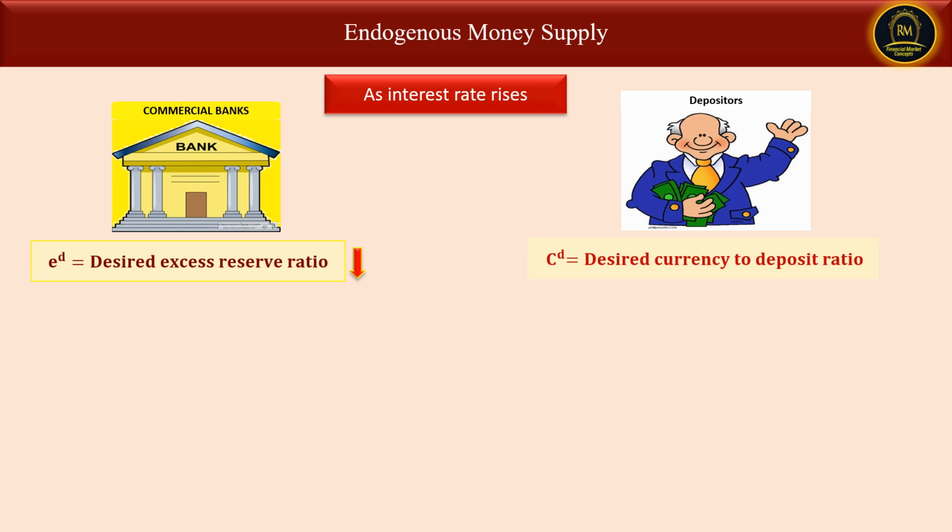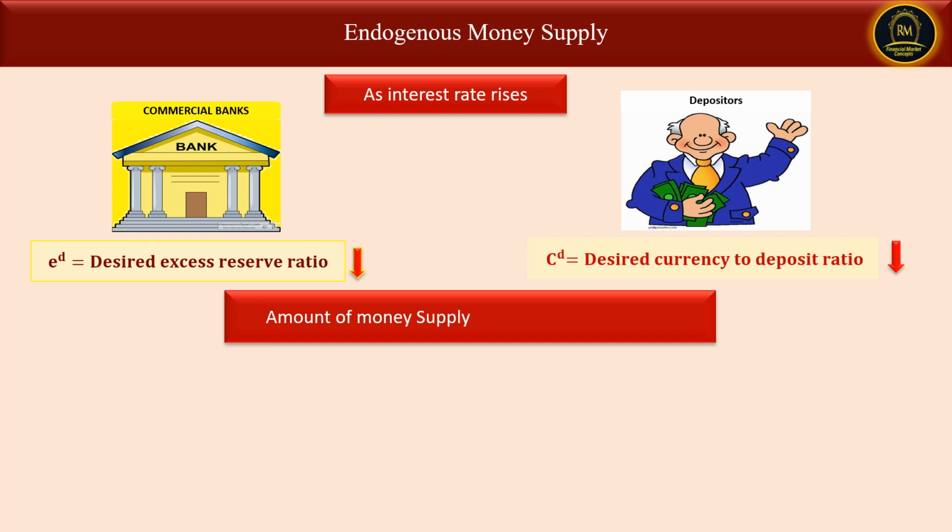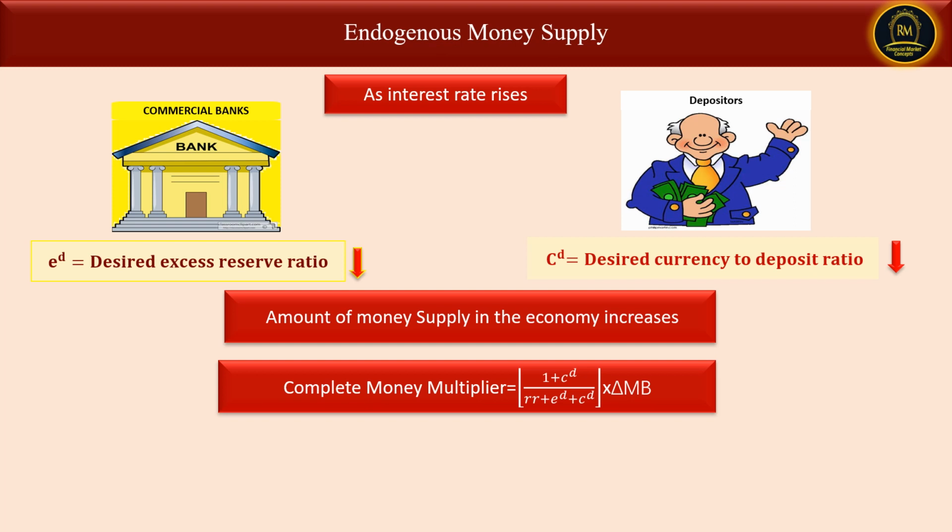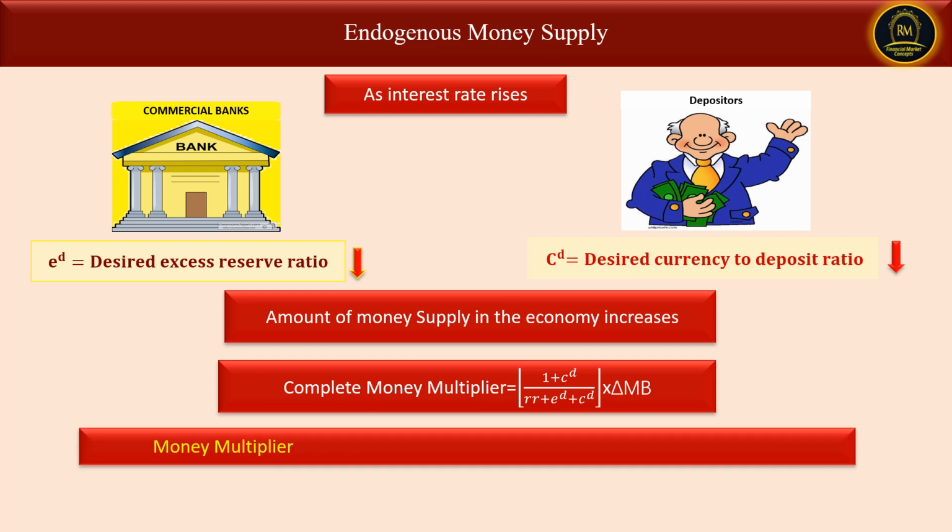The currency to deposit ratio will fall because depositors are not willing to keep cash in hand. They are ready to keep it in the bank to earn the benefit of the increased interest rates. As a result, the amount of money supply in the economy will increase. Why? Because there will be an increase in the complete money multiplier. All ratios will fall, excess reserve will fall, currency to deposit ratio will fall, and that will lead to an increase in money supply.